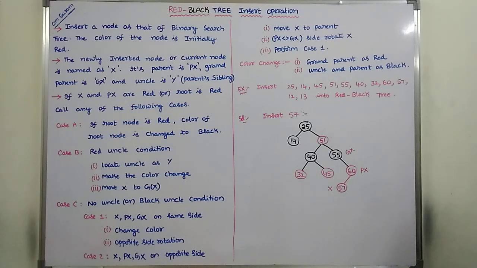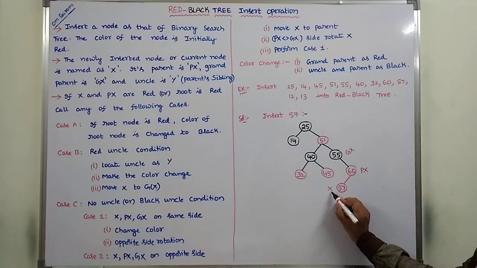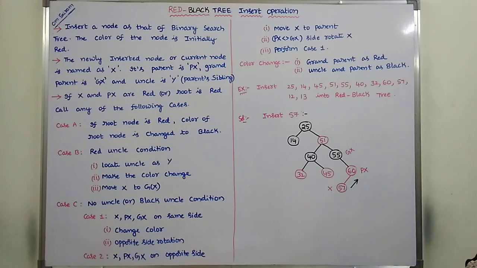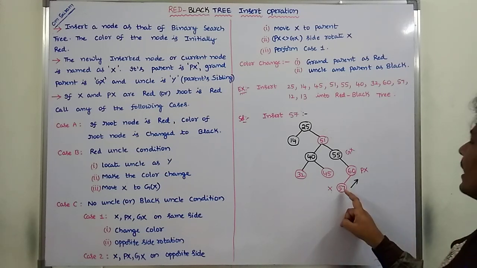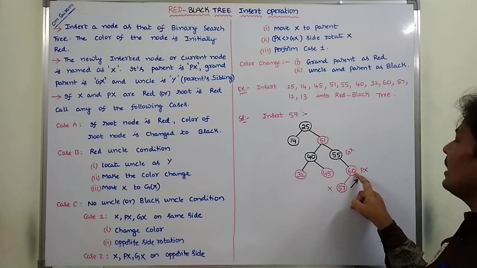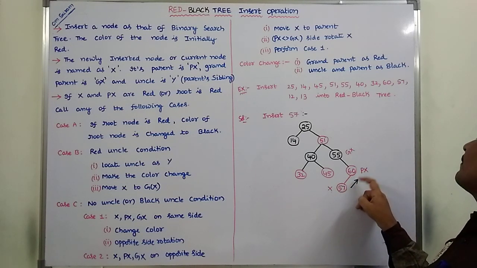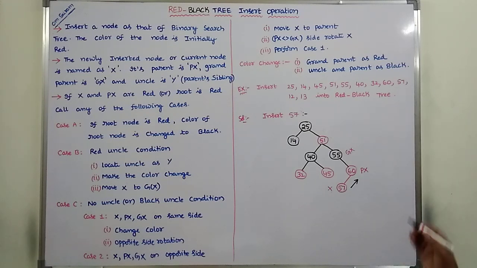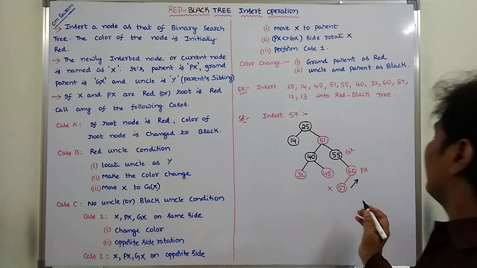Move X to parent. This is X, this is Px. X can be moved to parent. Then 57 goes to this one, and 60 is greater than 57, so it goes to this side. Okay, then this is the tree we are getting.